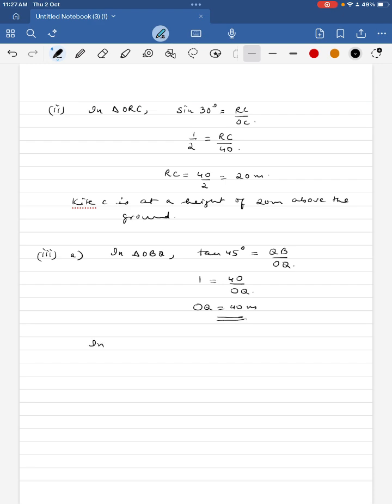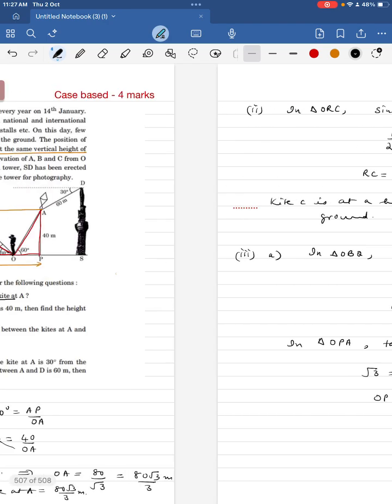Now the next triangle that we'll use is triangle OPA. We know that tan of 60 degrees is equal to AP divided by OP. Now tan 60 degrees is root 3 and AP we know is 40 meters. So 40 divided by OP, which gives us OP as 40 divided by root 3, which is 40 root 3 by 3 meters.